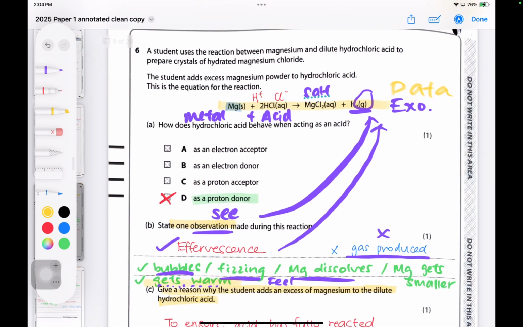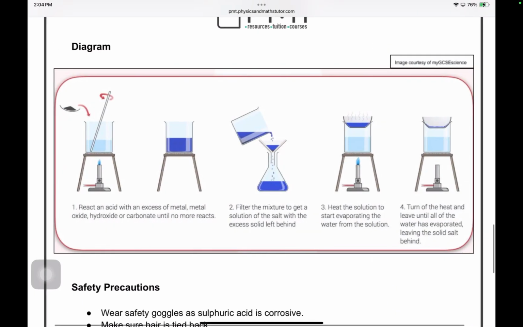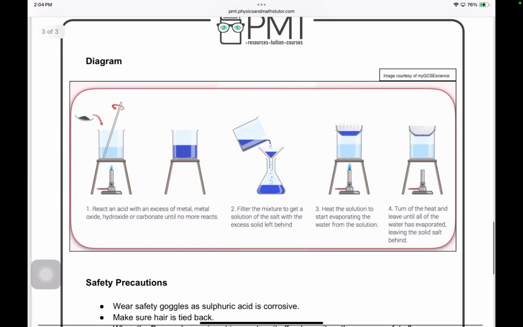So this student is trying to prepare this salt called magnesium chloride, and you could see that the student here adds excess magnesium powder to hydrochloric acid. Now, in order for you to appreciate this, I have an image here. Okay, so what we want to do is we are trying to prepare the salt. Now, in order to prepare the salt, if you look at the extreme left hand side, okay, unfortunately I can't draw on this, sorry, we want to add an excess of solid like metal or metal oxide or even hydroxide or carbonate.